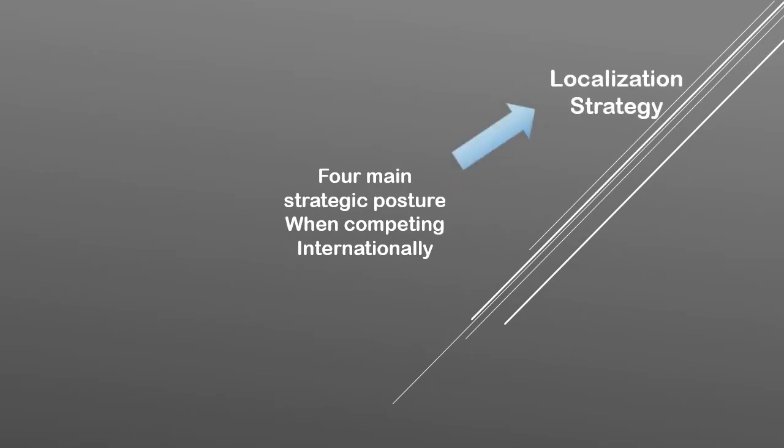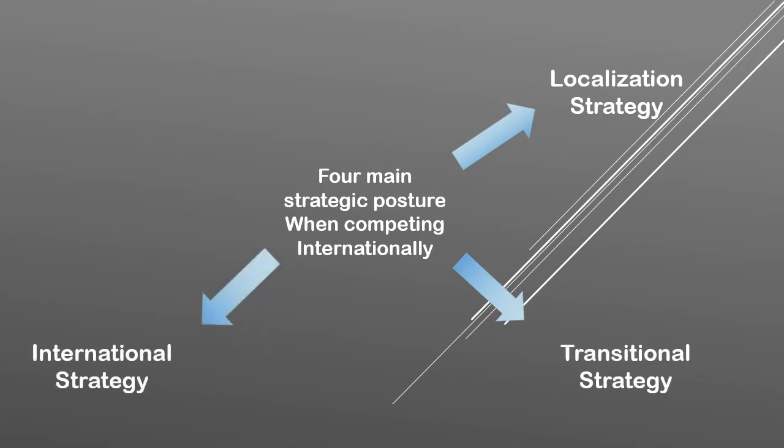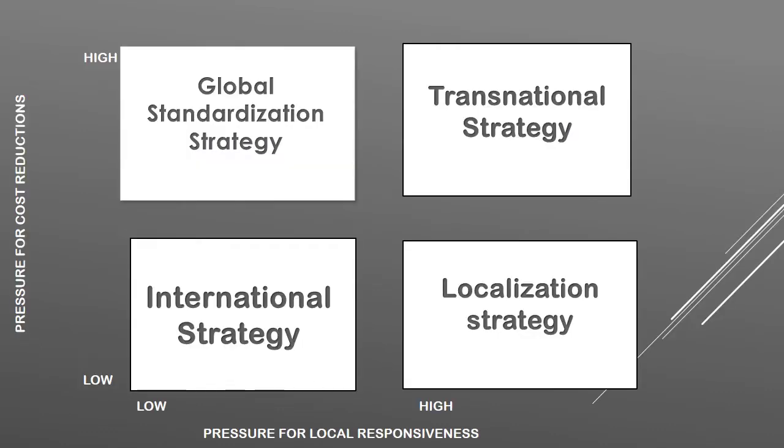Firms typically choose among four main strategic postures when competing internationally. This can be characterized as: first, localization strategy; second, transnational strategy; third, international strategy; and lastly, global standardization strategy. The appropriateness of each strategy varies given the extent of pressure for cost reduction, and this illustration shows the condition under which each of these strategies is most appropriate.